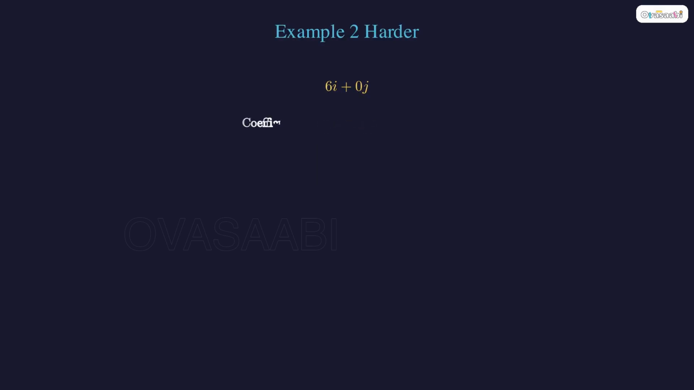Example 2, harder. Convert 6i + 0j to coordinates. Coefficient of i is 6, coefficient of j is 0. Answer: (6, 0). This vector lies on the x-axis only.